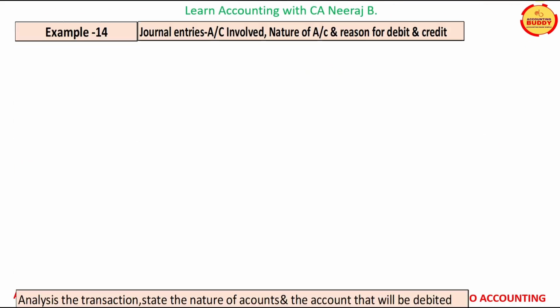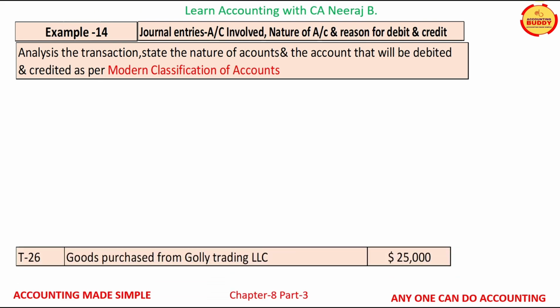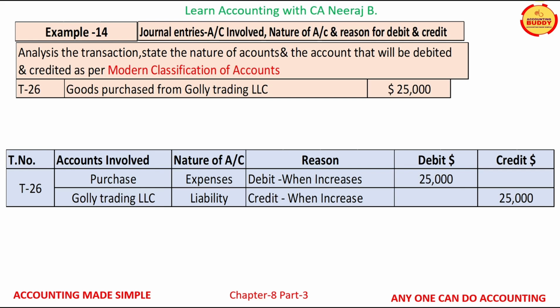Next illustration on your screen is: analyze the transactions, state the nature of accounts and the accounts which will be credited and debited as per modern classification of accounts. Transaction T26 is goods worth $25,000 purchased from Guli Trading LLC. The two accounts which are affected are purchase account and the creditor account of Guli Trading LLC.